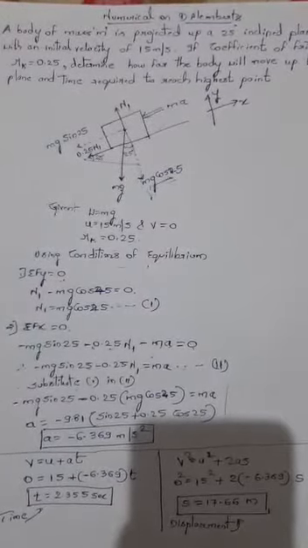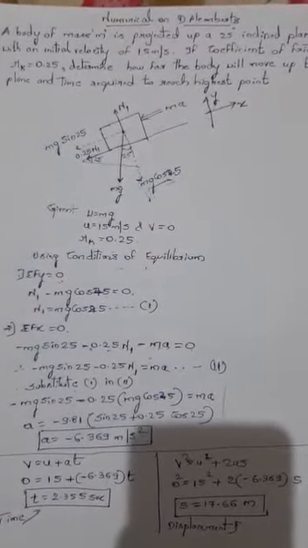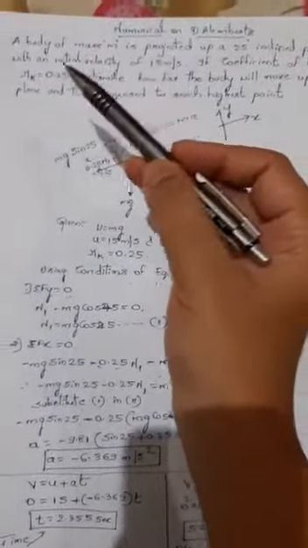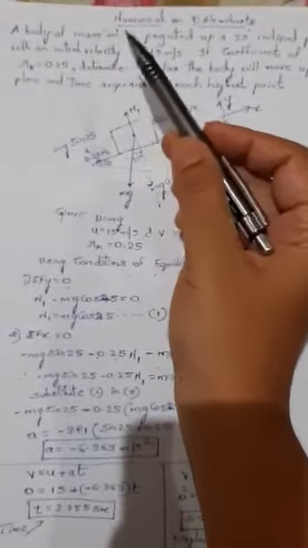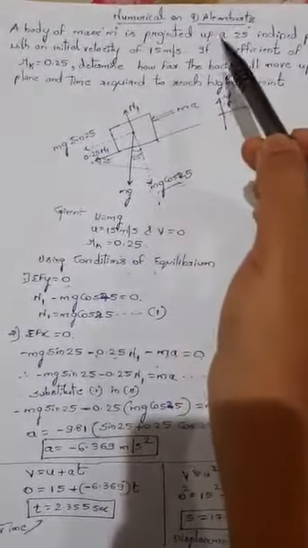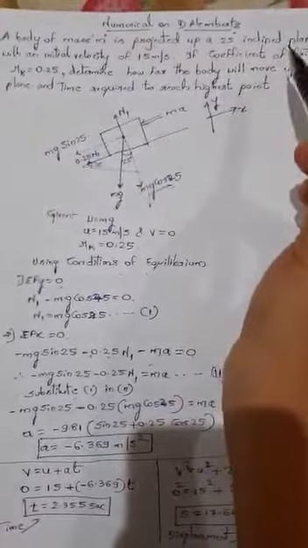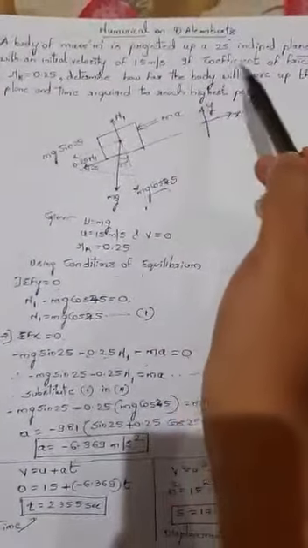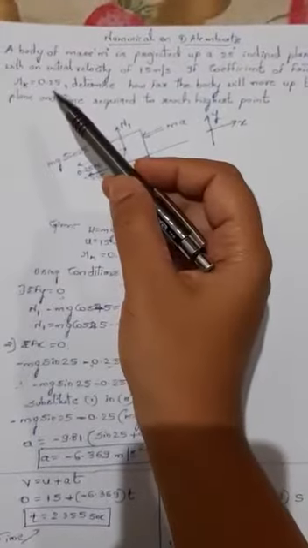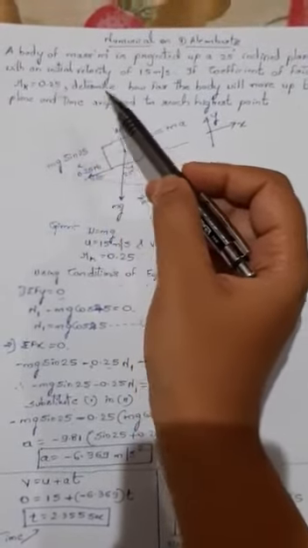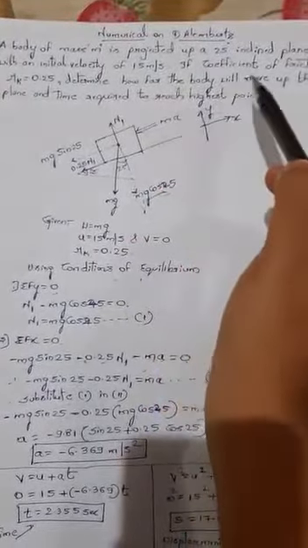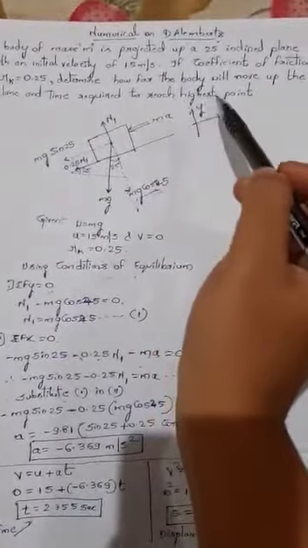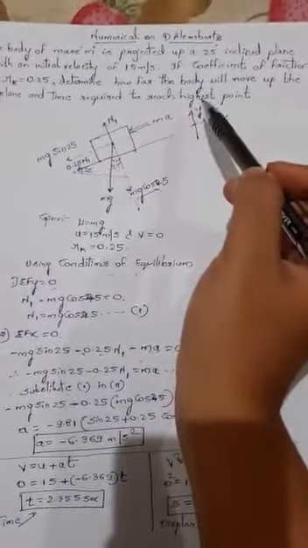Hello dear students. So today we are going to discuss a numerical based on D'Alembert's principle. What is given in the numerical is a body of mass m projected up a 25-degree inclined plane with an initial velocity of 15 meters per second. If the coefficient of friction mu k is equal to 0.25, determine how far the body will move up the plane and how much time is required to reach the highest point. So this is asked in the numerical.